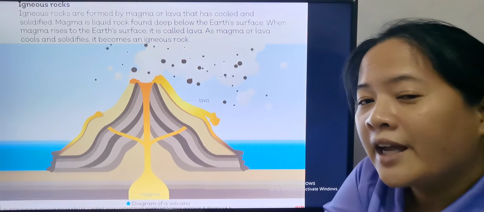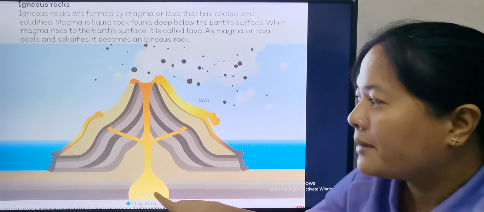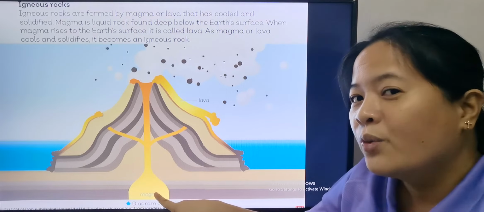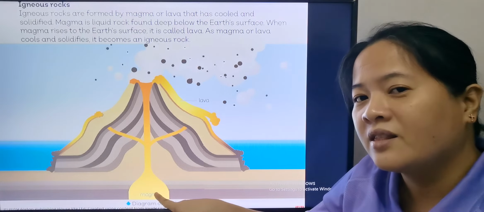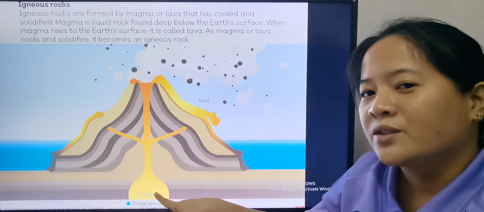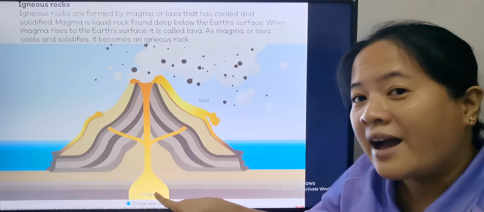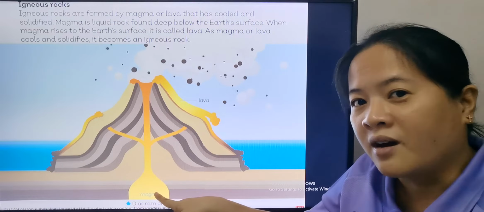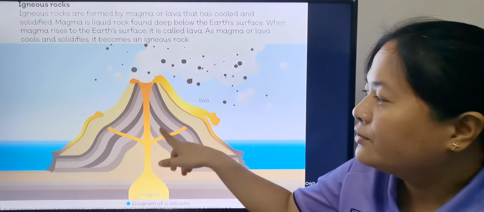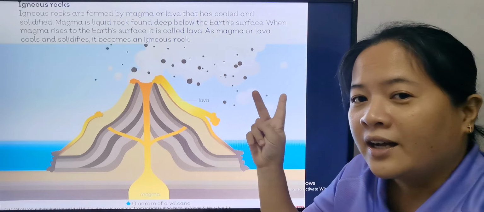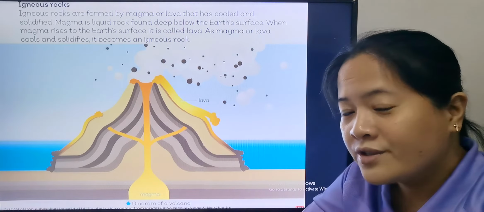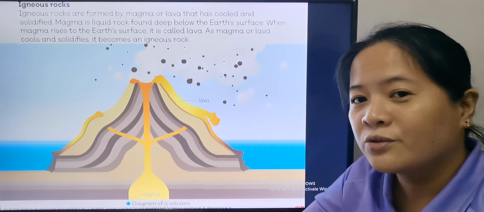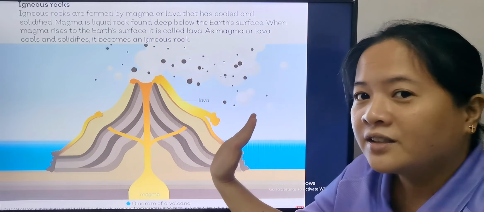Okay, but there can be times that magma can cool down within the Earth's surface. It does not go out of the surface, it does not change into lava, but then it can cool down and turn into rock. Okay, so we have two kinds of igneous rock. We have intrusive igneous rock and extrusive igneous rocks. It's not in your book.